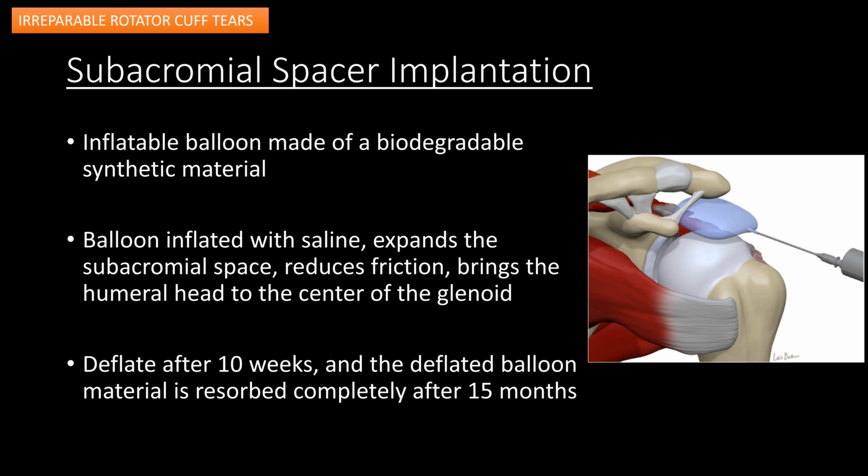What it is, basically, is an implantation of a spacer utilizing an inflatable balloon, which is made of biodegradable synthetic material. The balloon is inflated with physiologic saline and expands the subacromial space. The idea is to reduce friction, which helps bring the humeral head to the center of the glenoid during shoulder movement.